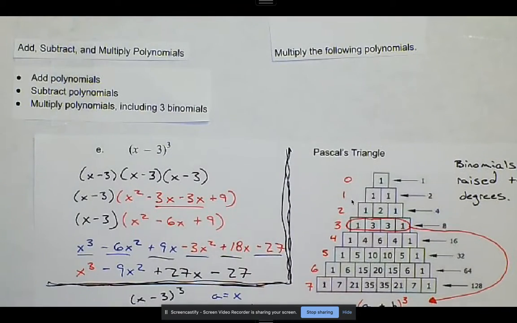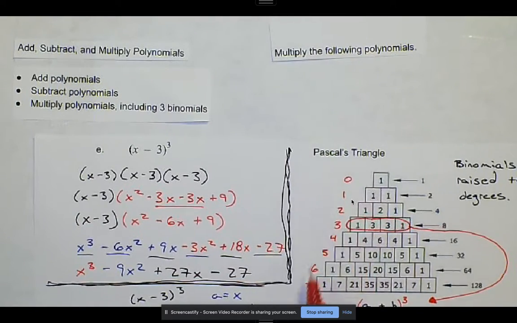Operations with polynomials, and we're talking about multiplying polynomials. Another way that we can multiply binomials that are raised to different degrees is we can use Pascal's triangle. In Pascal's triangle, it works for binomials, and each level represents a binomial raised to a different degree.